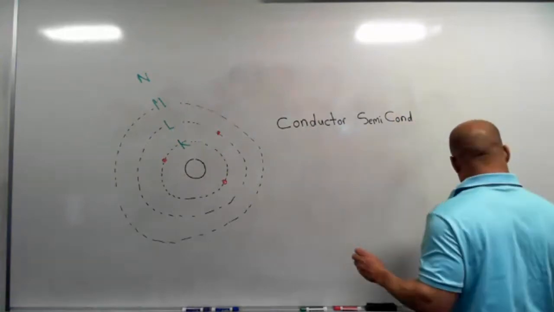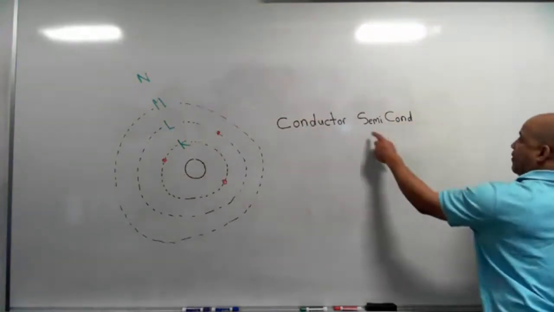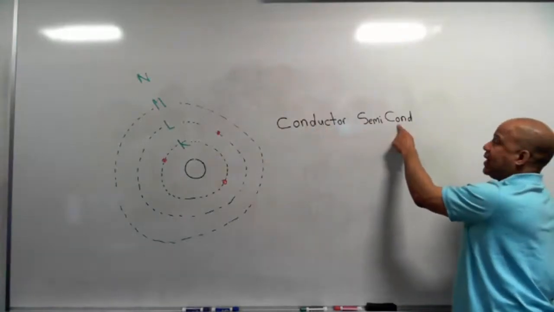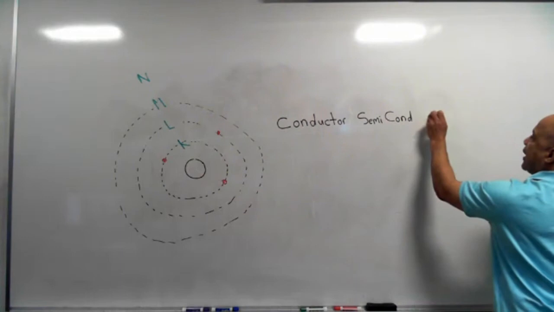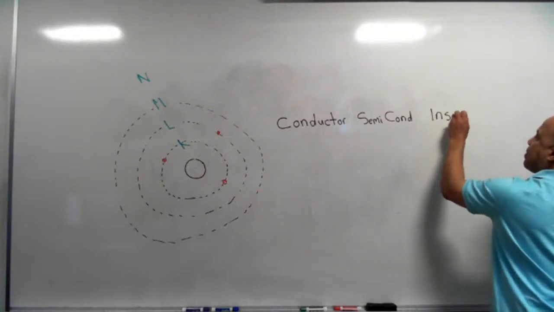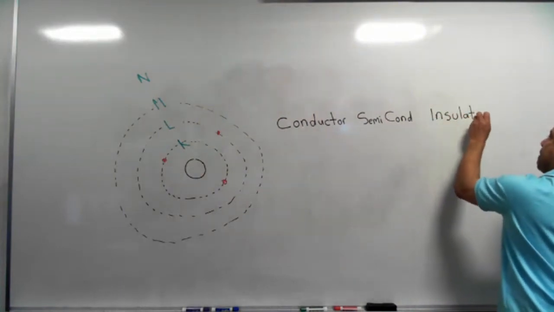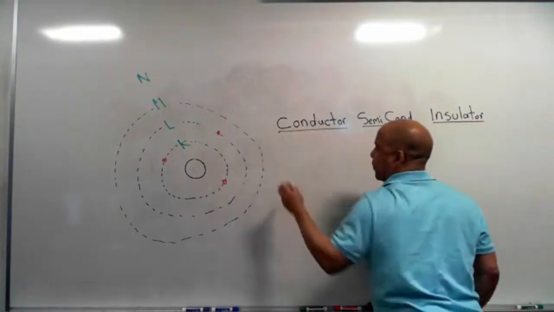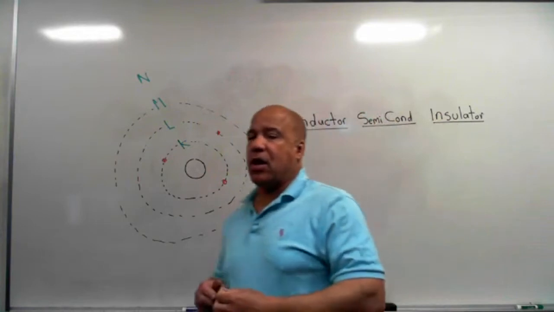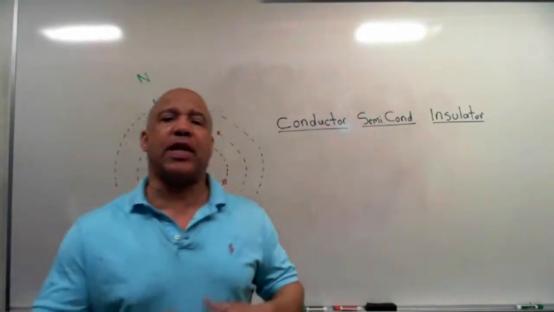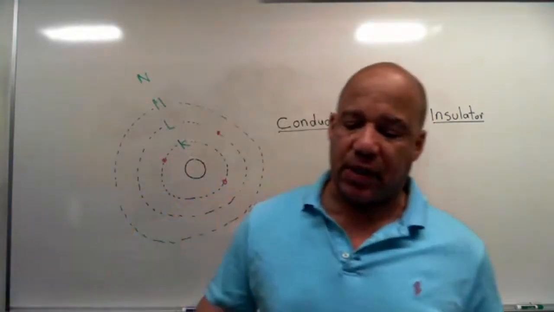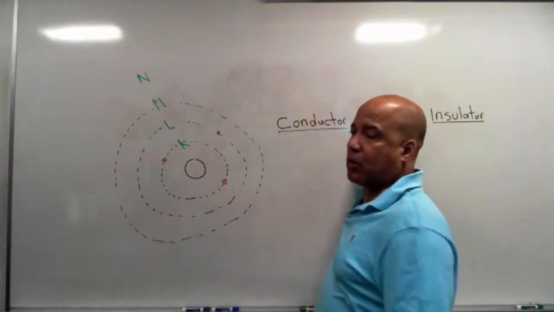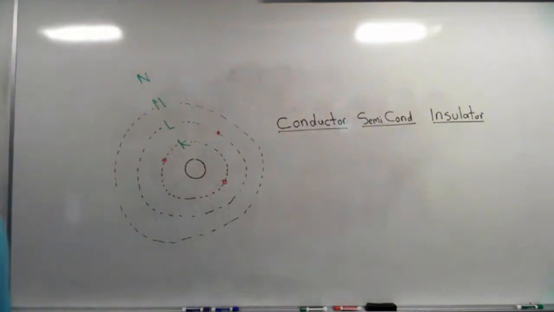I don't know if this is going to be cut off. I think I'm okay. I'm going to abbreviate. This is conductor, and this is semiconductor. I'm not going to write it out, because I think I'm running out of space. And I've got one more, insulator. All right. These three terms are extremely important to electronics, and the first one and the last one are very important for this class. The middle one I want to talk about a little bit, but I'm not going to spend a lot of time on it.